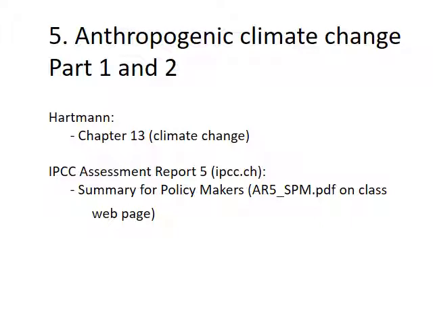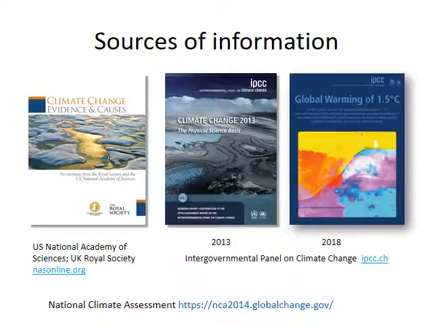There are two main sources of information. The book, of course, would be chapter 13 on climate change. But there's also the Intergovernmental Panel on Climate Change's assessment report. It would be the 5th assessment report, the very recent one. And there's a document, the Summary for Policymakers, SPM, which I've posted on the class webpage, which contains a really nice, succinct summary of all the findings of this report. So here are some sources of information.